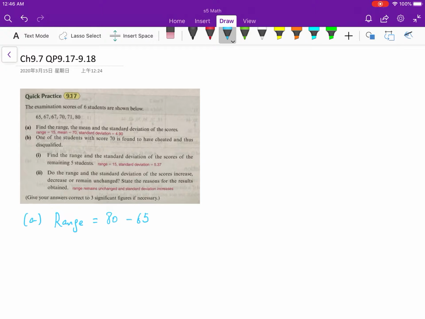First we get the range. The range is the largest minus the smallest datum, so we get 15. And then for the mean, here I will suggest you use the formula. Don't just rely on the calculator. Instead, you can use the calculator to check whether you have entered the correct data. So here you get 70.